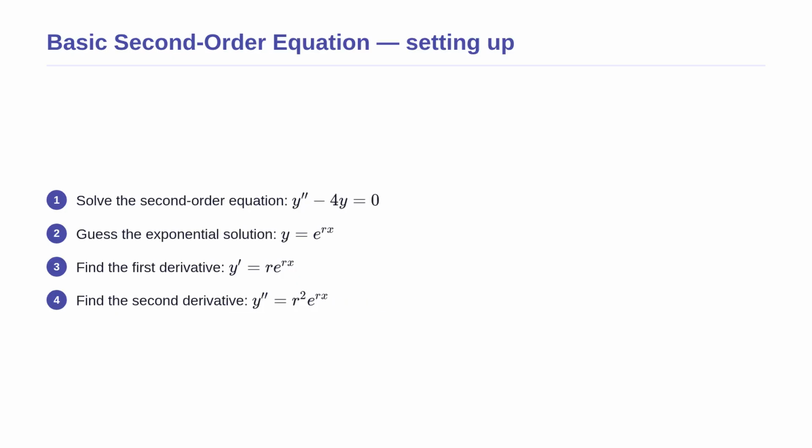Now that we have our strategy, let us see this with a concrete example. We want to solve a simple second-order equation. y double prime minus 4y equals 0. This describes a system where acceleration is directly proportional to position. We start by guessing our solution is y equals e to the power of r times x. To substitute this into our equation, we need its second derivative. The first derivative brings down one copy of the constant r. The second derivative brings down a second copy, giving us r squared times the original exponential function. We are now ready to plug this back in.